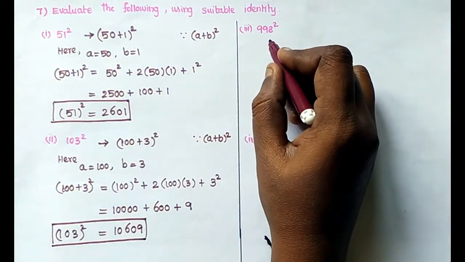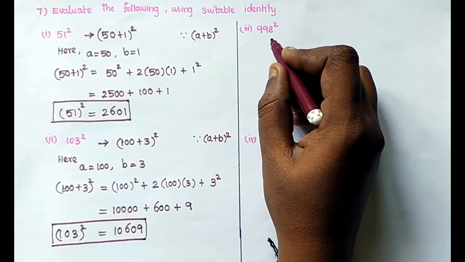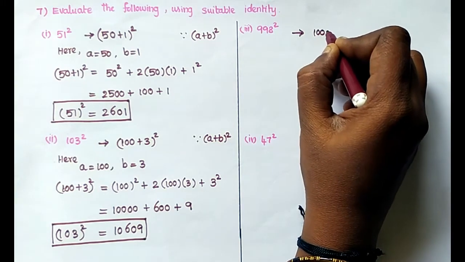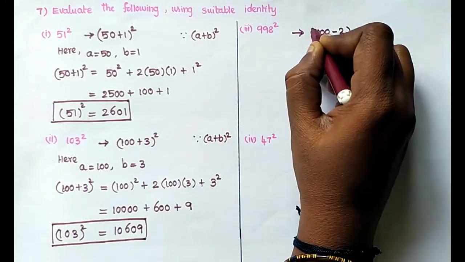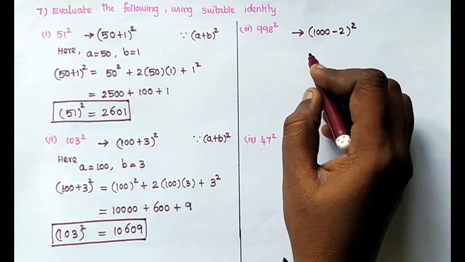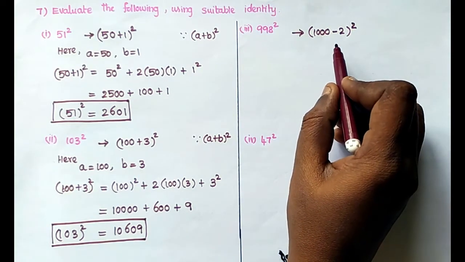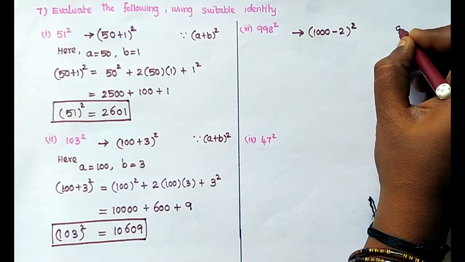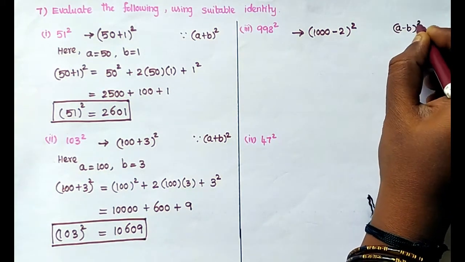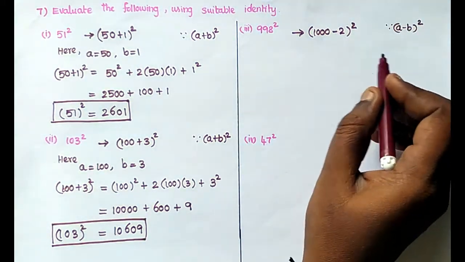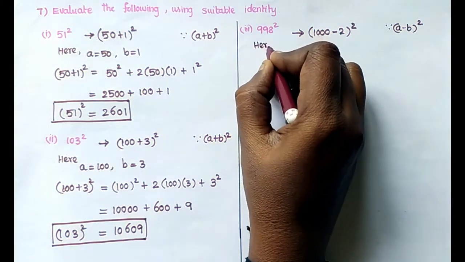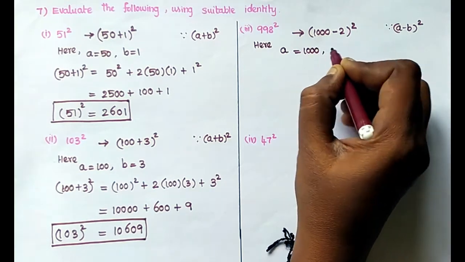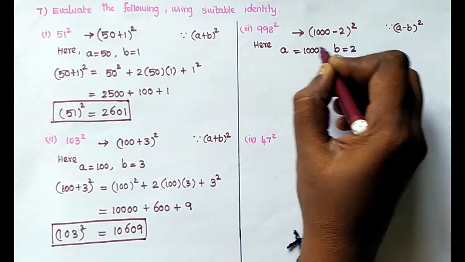Next one, 998. How will you write that? 1000 minus 2, is it right? (1000 minus 2) whole squared. Which format is this? The (a minus b) whole squared formula. Here a equals what? 1000, and then b equals 2.